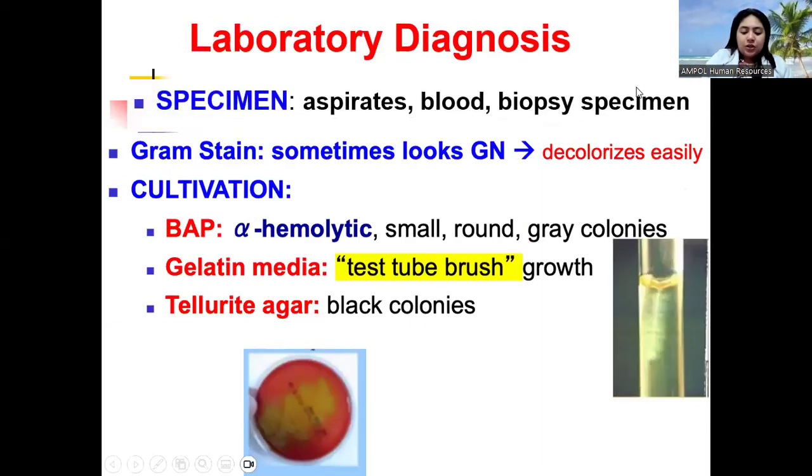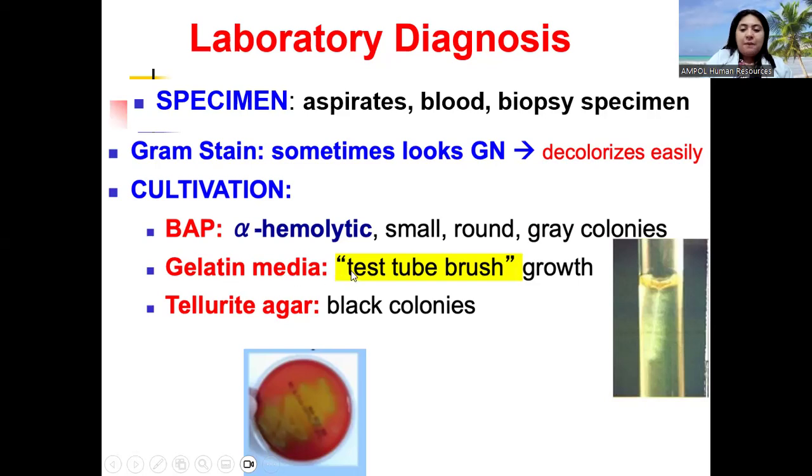Laboratory diagnosis of Erysipelothrix: we can use aspirate, blood, or biopsy specimens. On gram stain, sometimes they may look gram negative because they decolorize easily, so the timing of decolorization must be right. On BAP, they're alpha hemolytic, compared with your Listeria, which has a narrow zone of beta hemolysis. Erysipelothrix are alpha hemolytic. You see the alpha hemolysis: it looks green in color.